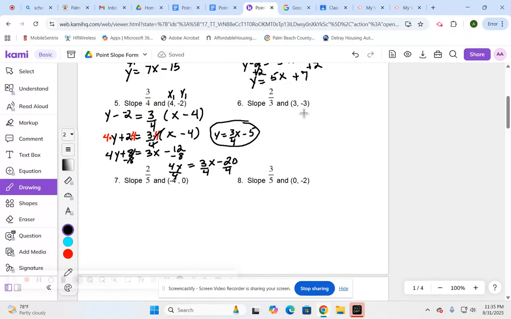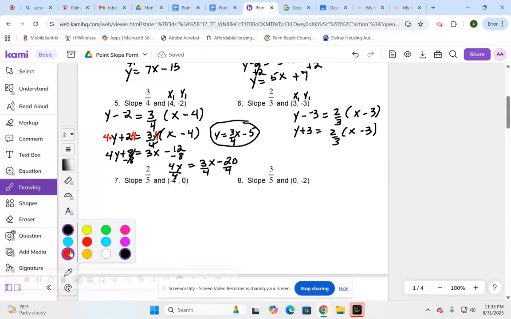All right, let's look at the next one. Y minus y sub 1 is going to be negative 3. So our equation equals 2/3 times the quantity of x minus 3. Remember, this is x sub 1, y sub 1. Okay, so this is going to be y plus 3 equals 2/3 times x minus 3. Okay, let's multiply by the least common multiple, which is 3. So multiply this by 3, multiply this by 3, multiply this by 3.